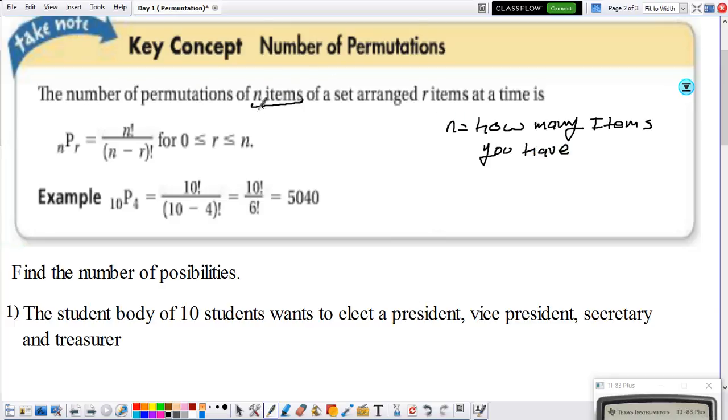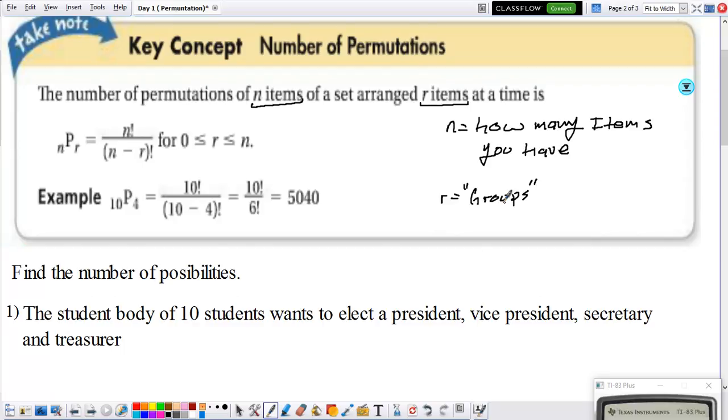N is how many items we have, of a set range of R items. So R, you can think about it as what are the groups that you want to make. And groups, I'm going to put it in quotation marks because it's not exactly groups, but I want you to think about it as groups. So N is how many items do you have in total? And R is in what kind of groups do you want to make?